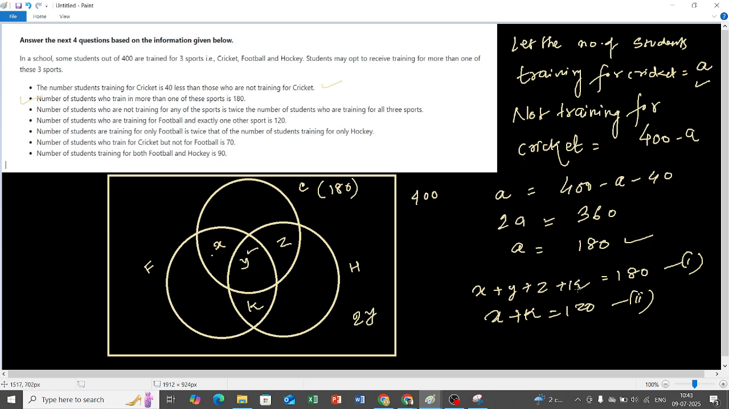Now, the number of students who are training for only football is exactly twice that of the number of students who are training only for hockey. So if I take only hockey as B, only football is going to be 2B. Follow this instruction please. So for hockey it is B, for football it is 2B. Okay. Now the number of students who train for cricket.